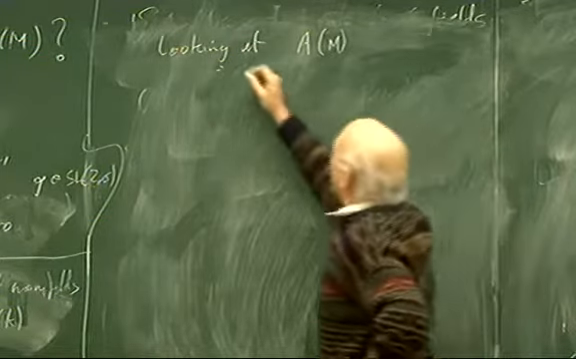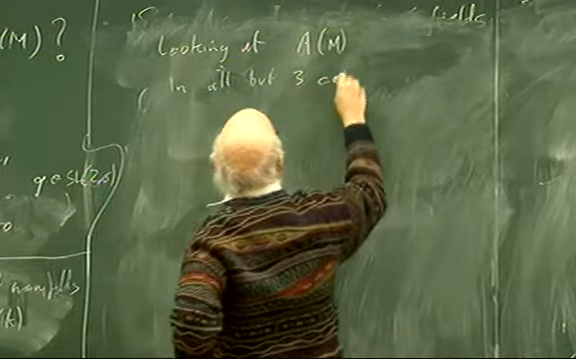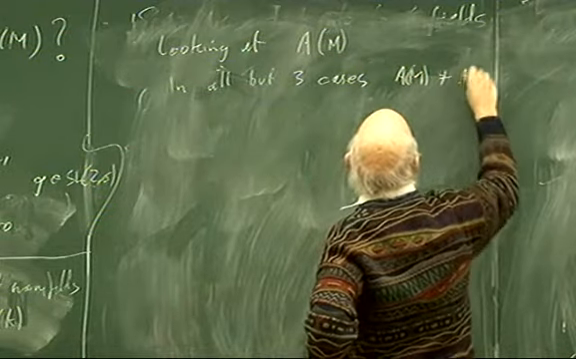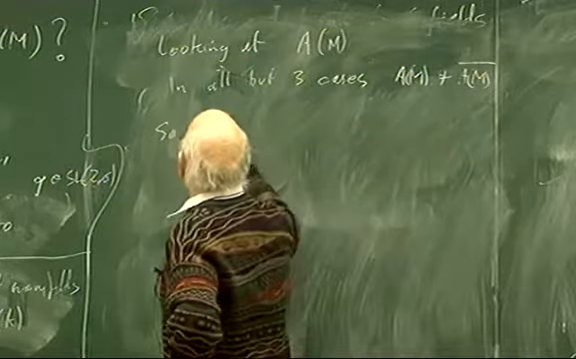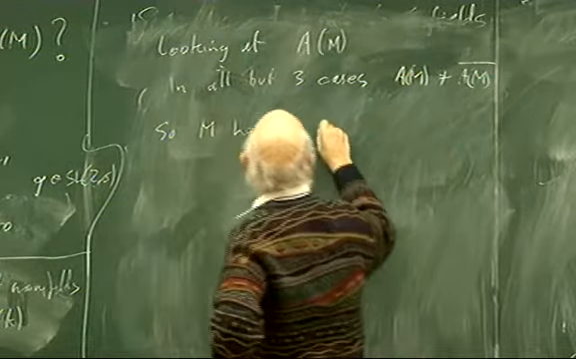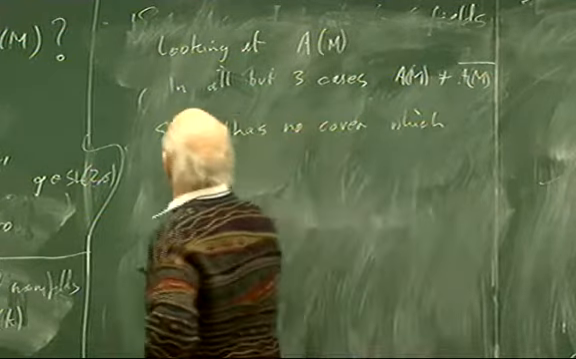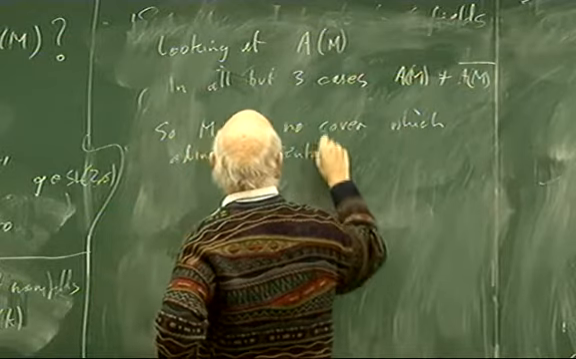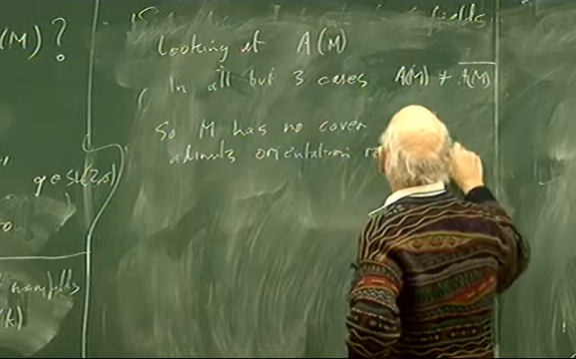So looking at A of m, in all but 3 cases, A of m is not equal to A of m conjugated, so m has no cover which admits an orientation reversing homeomorphism.